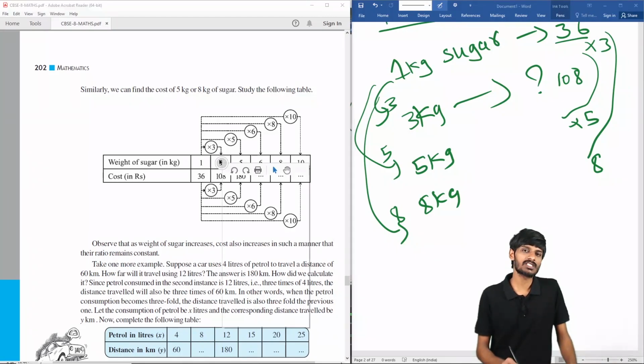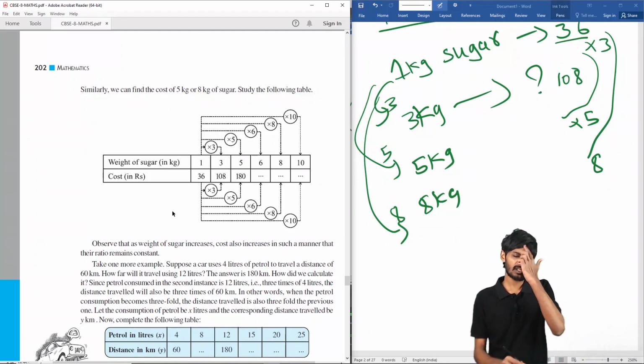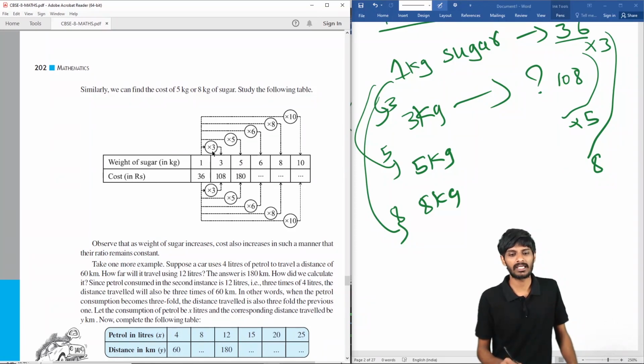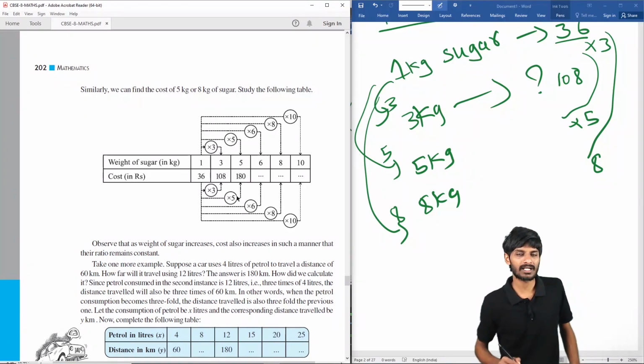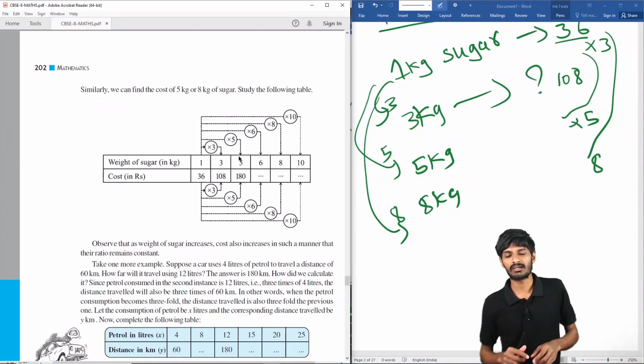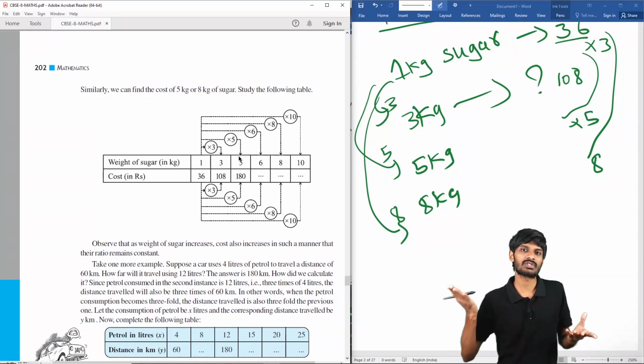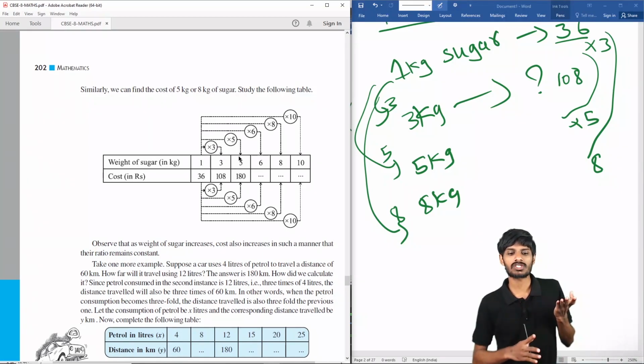So 3 kgs means 3 times, 5 kgs means 5 times, 6 kgs means 6 times. It is multiplied. Now the cost has to be multiplied with the same number of times. Here it is 3 times, so you have to multiply by 3. Here it is 5 kgs, so I have to multiply it with 5 times. So it is called direct proportion. If the quantity increases, cost also increases, and the ratio of the cost increase to the quantity increase is the same here, students.